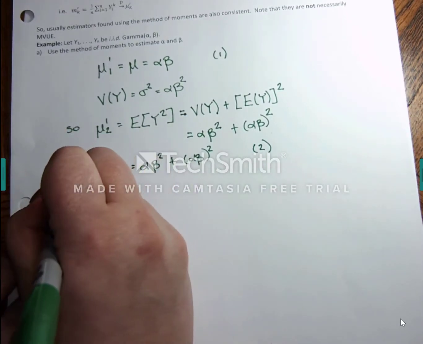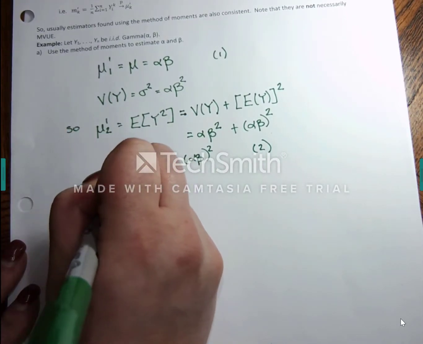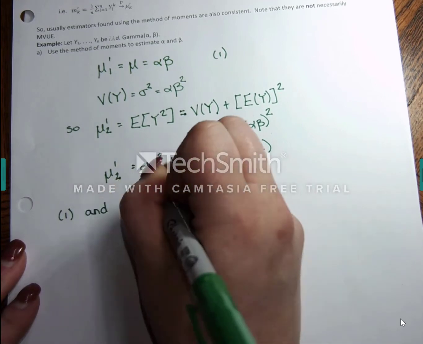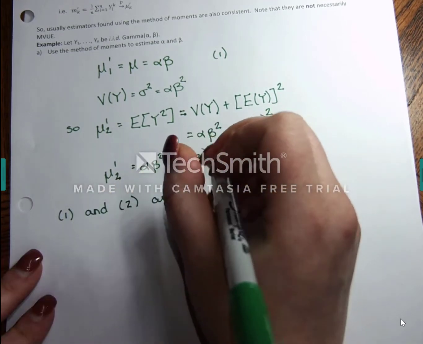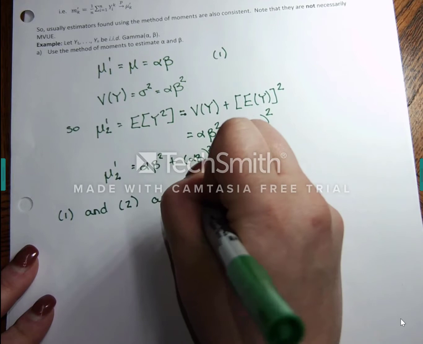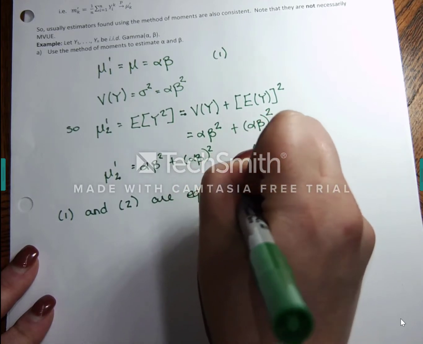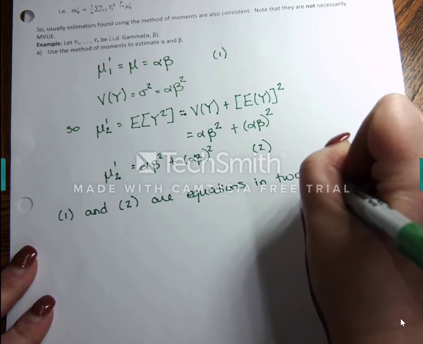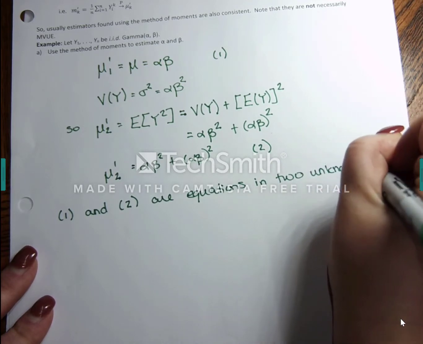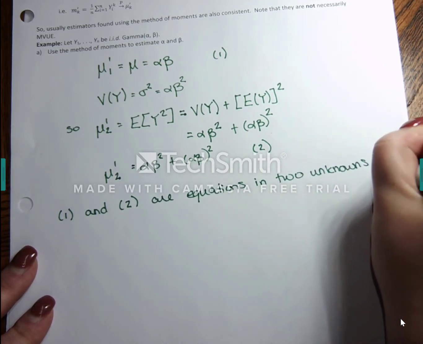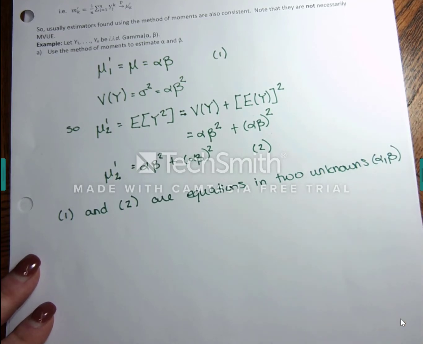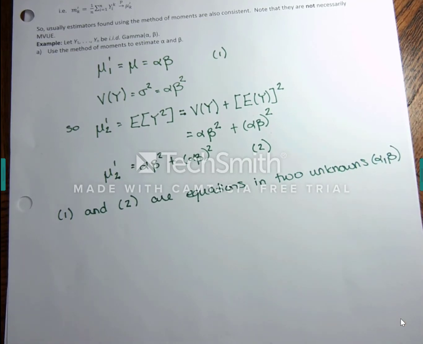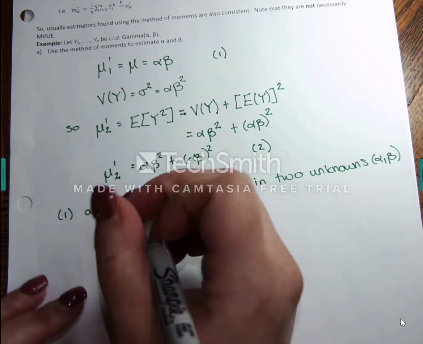Notice that 1 and 2 are two equations and two unknowns, alpha and beta. So what we can do is solve simultaneously for alpha and beta.